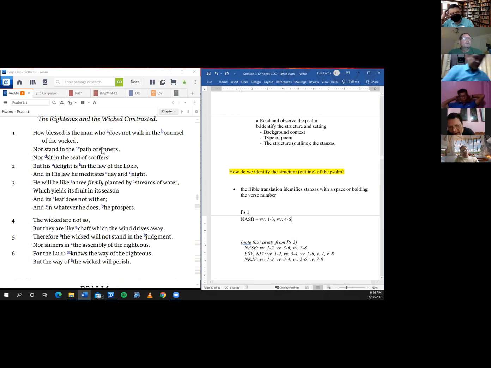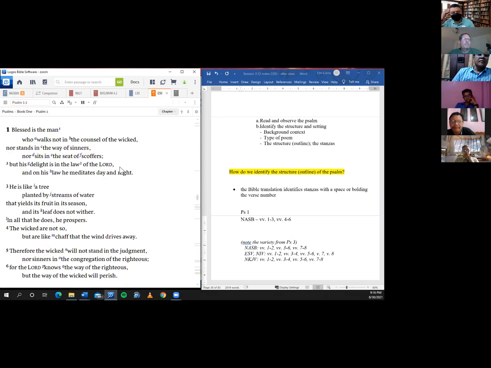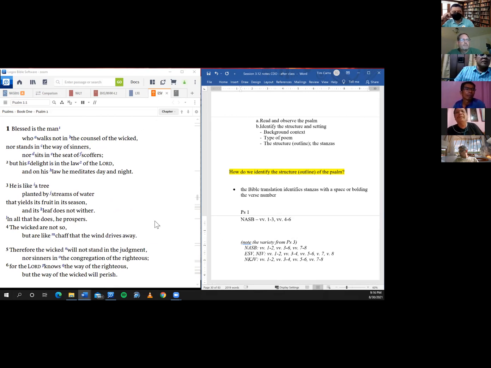All right. Kazot, I'm going to ask you, for the ESV here, how many stanzas do we see here? Now, the ESV uses spaces to identify the stanzas. Kazot, how many stanzas do you see in the ESV translation for Psalm 1?